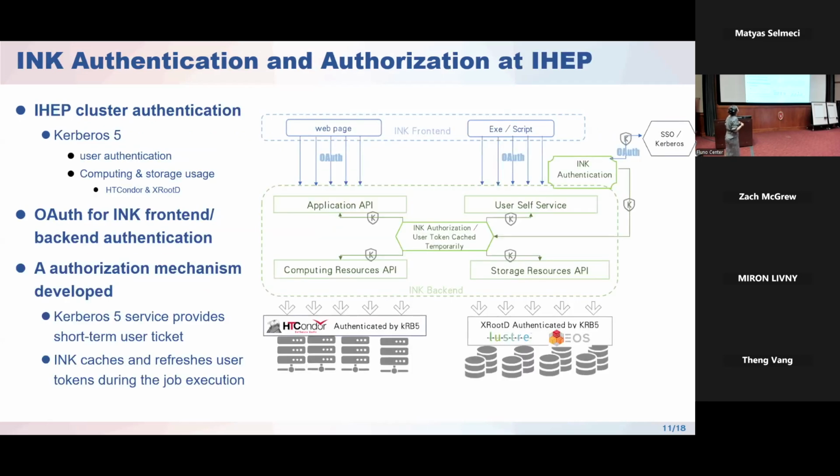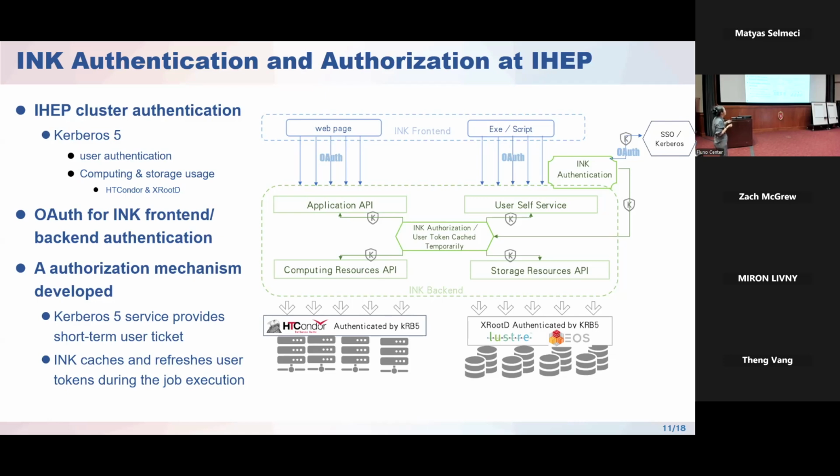So this is the real deployment I have for authentication and authorization. For our batch system, we use Kerberos for user authentication, and compute and storage usage also support Kerberos. You can see from this picture that OAuth is used for the authentication between the front end and the back end.